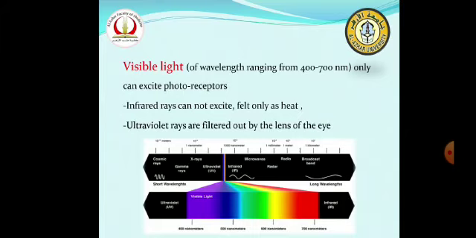Visible light only can excite photoreceptors, while infrared rays can't excite them but filter only as heat. And ultraviolet rays are filtered out by the crystalline lens.